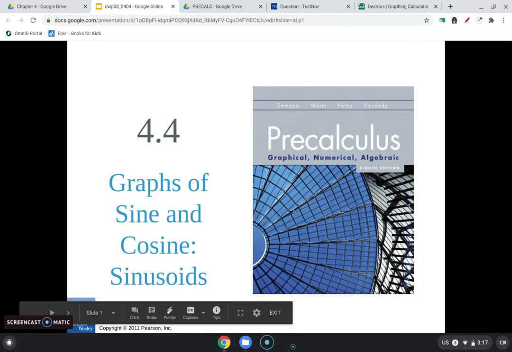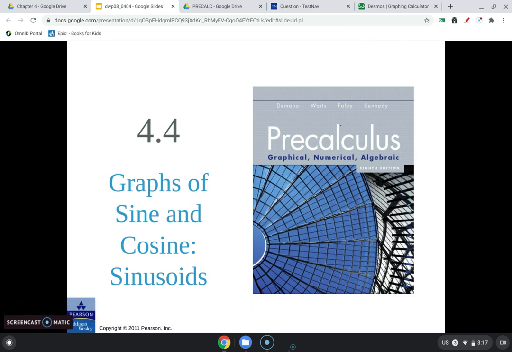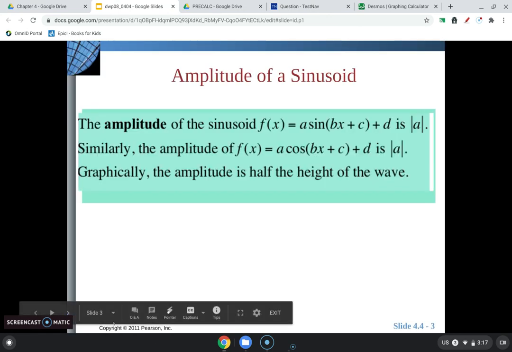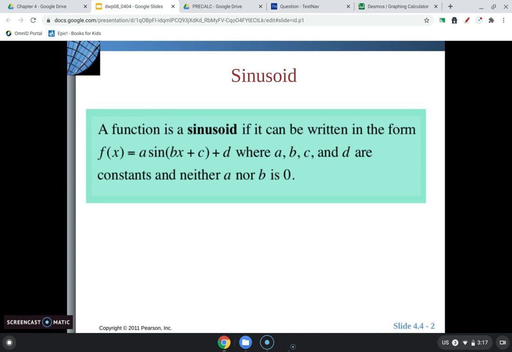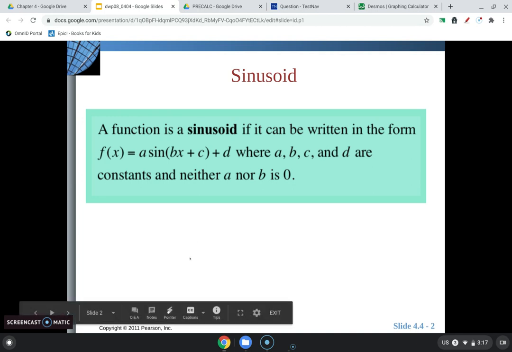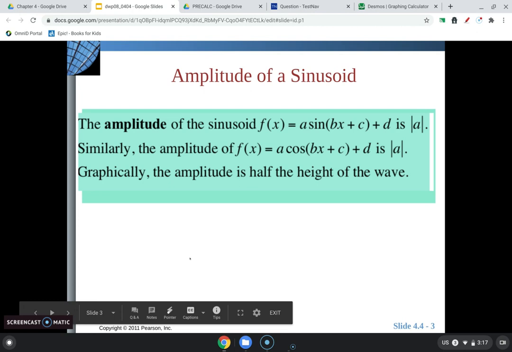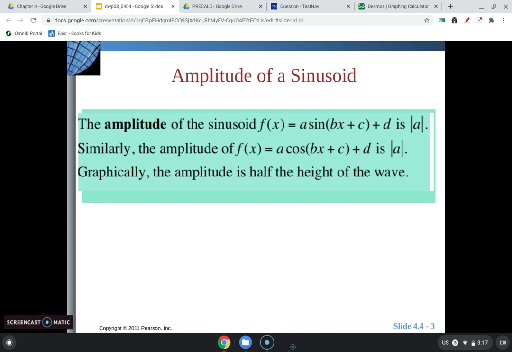All right, this is pre-calc lesson 4.4, graphs of sine and cosine, sinusoids. A sinusoidal function can be written in the form a sine bx plus c plus d. We're going to focus on a sine bx, and then it can also be cosine as well. So amplitude. Amplitude is the a value. That's your high and low point.